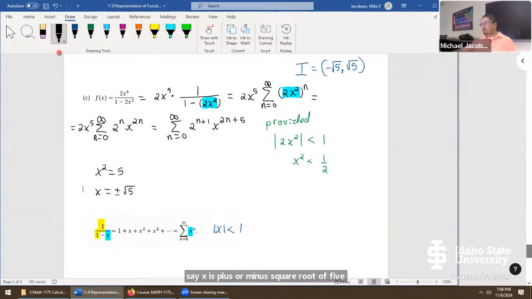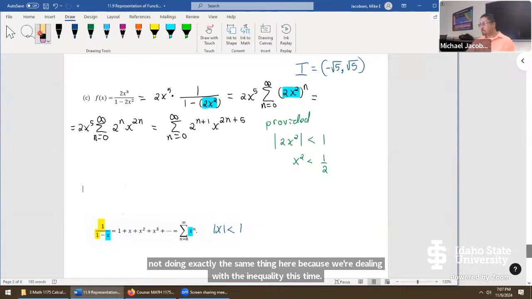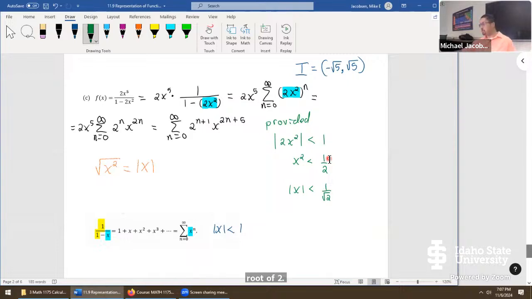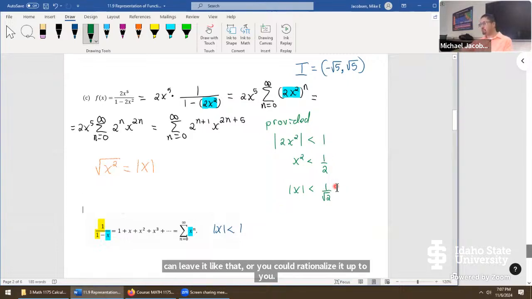We're not doing exactly the same thing here because we're dealing with an inequality this time. So instead of using that idea from algebra, we're using this new idea that if you take the square root of a quantity squared, you get the absolute value of that quantity. So square root this on the left, and it's now absolute value of x on this position, less than square root of this becomes 1 over square root of 2. You can leave it like that, or you could rationalize it, up to you. In trigonometry, we'd usually call this root 2 over 2, but I'm totally fine with 1 over root 2.